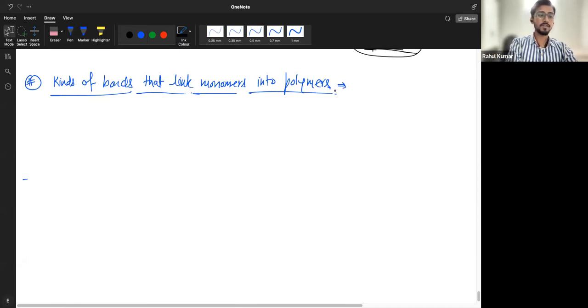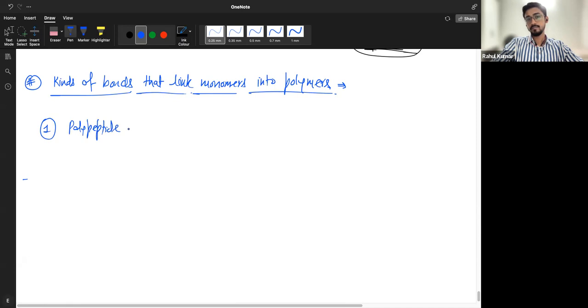What all polymers have we studied till now? First we have studied the protein, right? Protein is a polymer. Polypeptide chain is a polymer, and I've already told you what the bond is that is present between two amino acids. Just know it. Peptide bond, right?